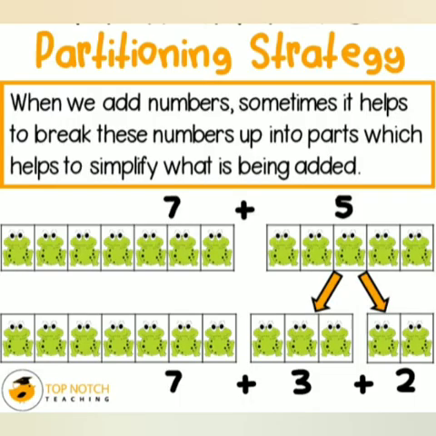Now let's take a look at partitioning. When we add numbers, sometimes it helps to break these numbers up into parts, which help to simplify what is being added. Here we have 7 add 5. We're going to keep the big number 7, and we're going to split the 5 up. So 3 and 2. Now we can add them together. So now we have 7 add 3 makes 10, add 2 makes 12.